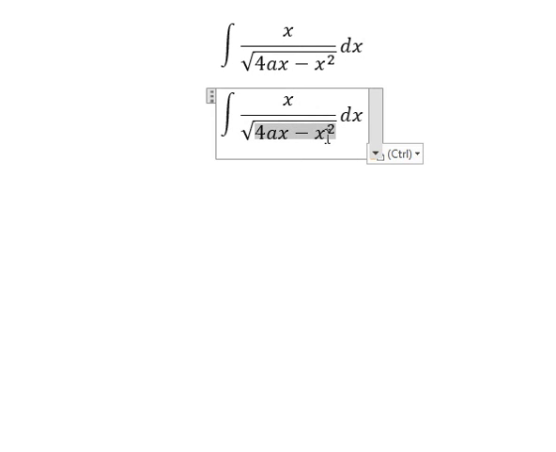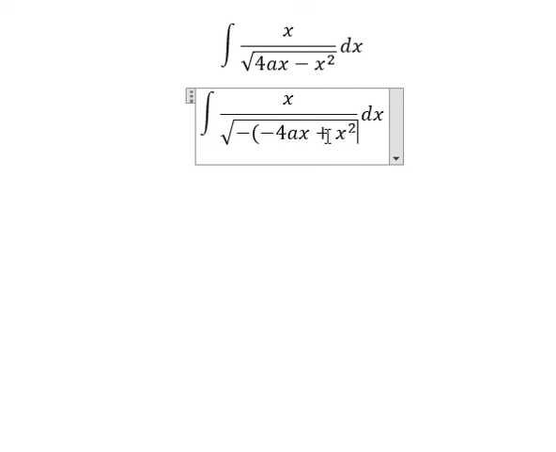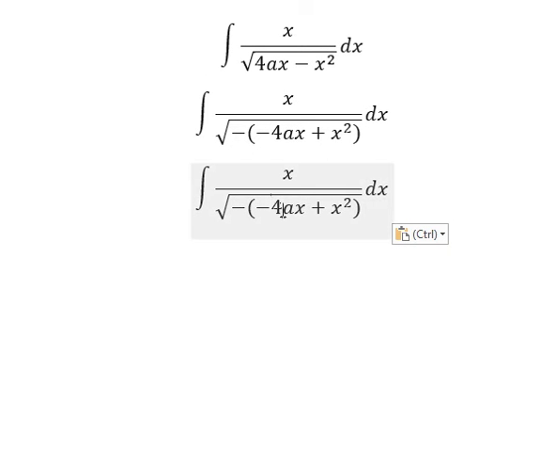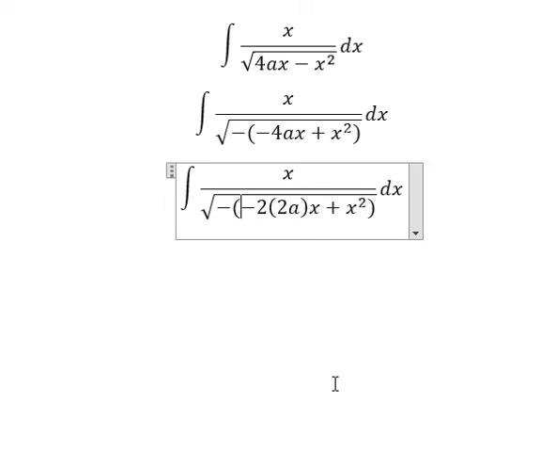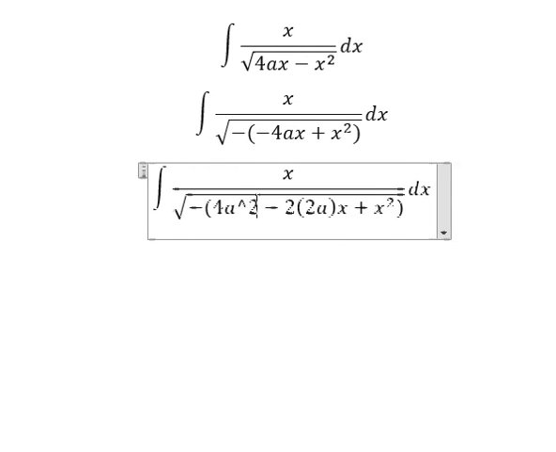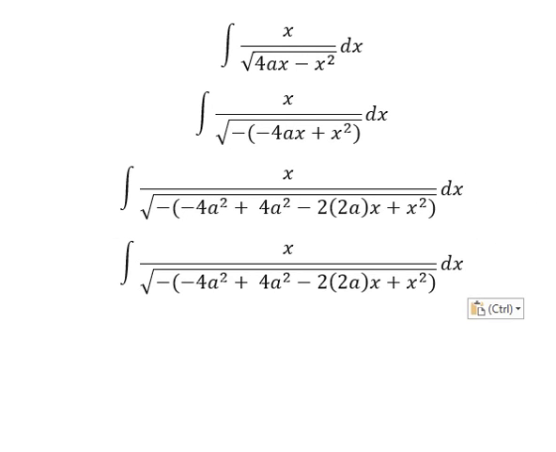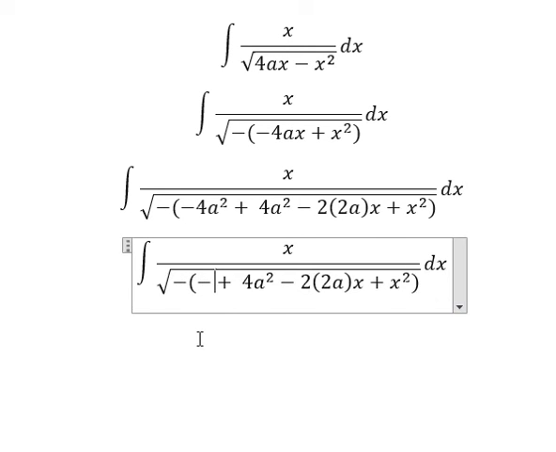So for this one we can put like this. 4ax we can put into number 2 multiplied by 2a and s. So this one we need to add about 4a squared. That means we need to minus about 4a squared in here. So this one I will put outside negative and negative. We have positive.